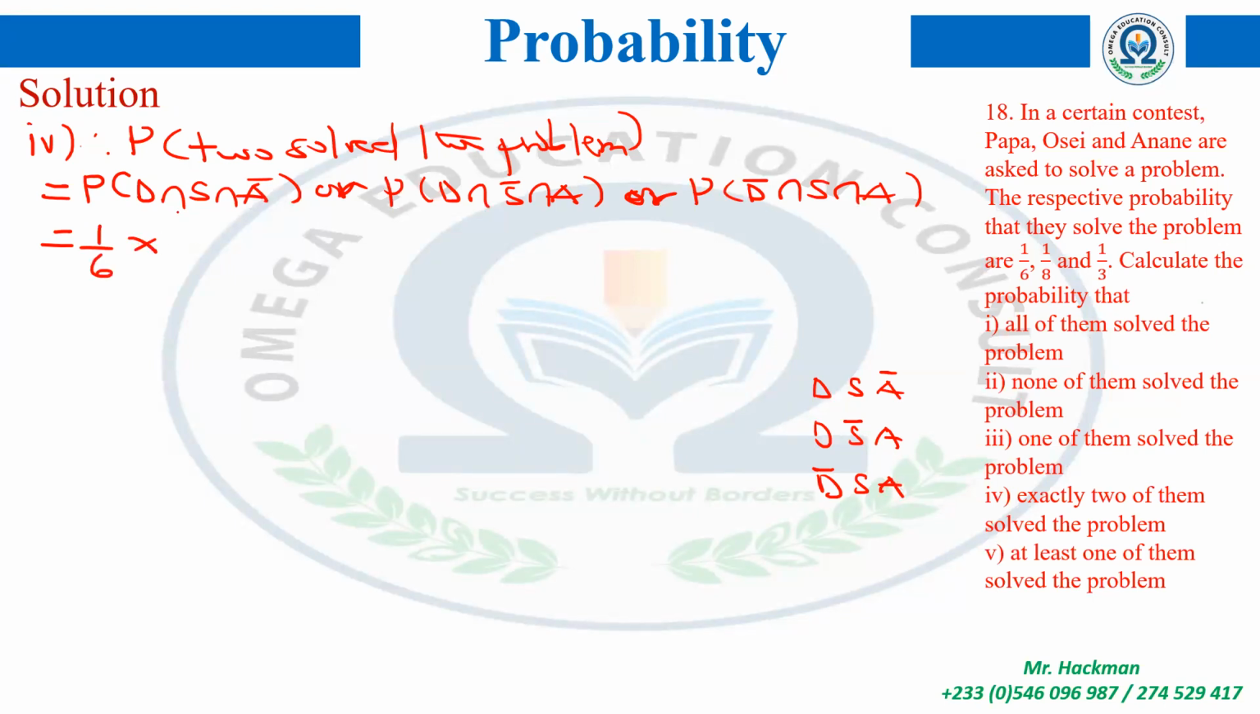Okay, then times, and is what? Intersection is for and, which is multiplication. P of S. P of S will give us what? We are told that is 1/8. Times P of A bar. A bar will give us 2/3. You have all the data there. So plus, then P of D.